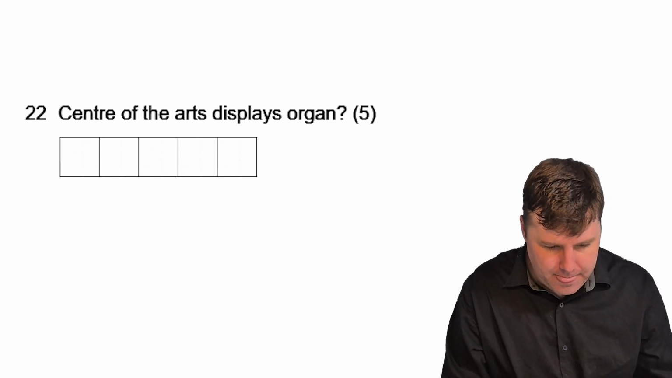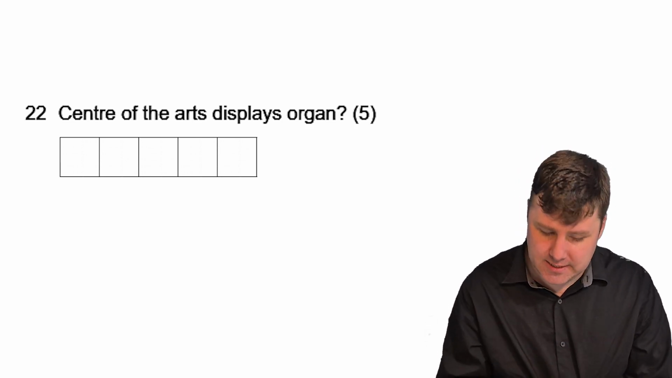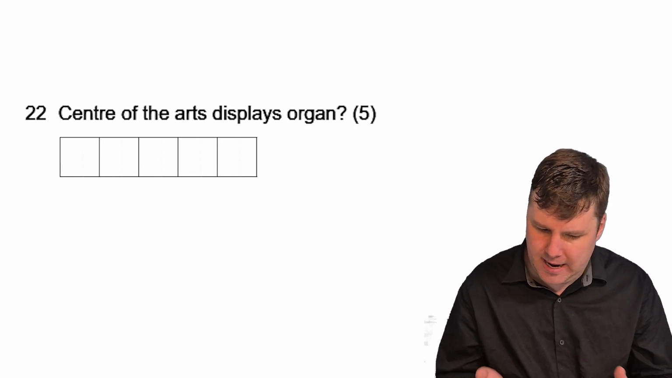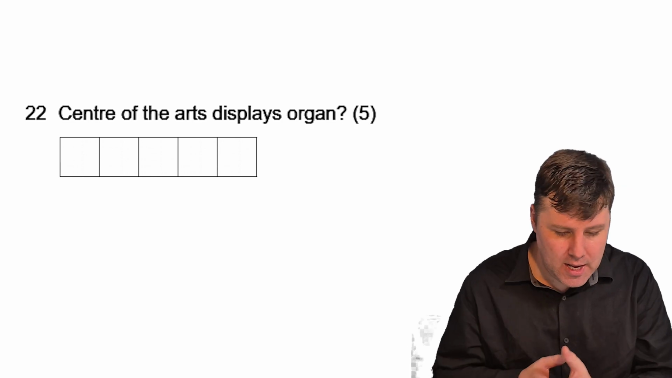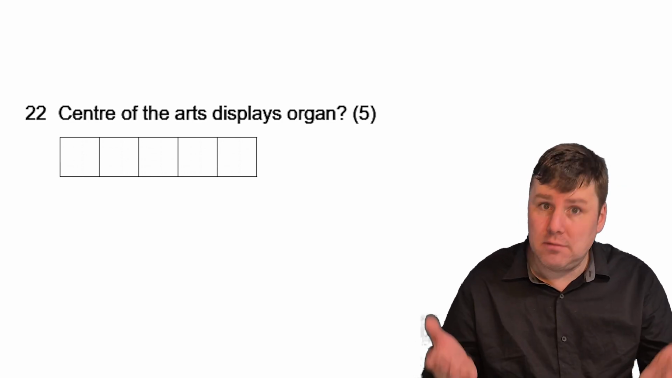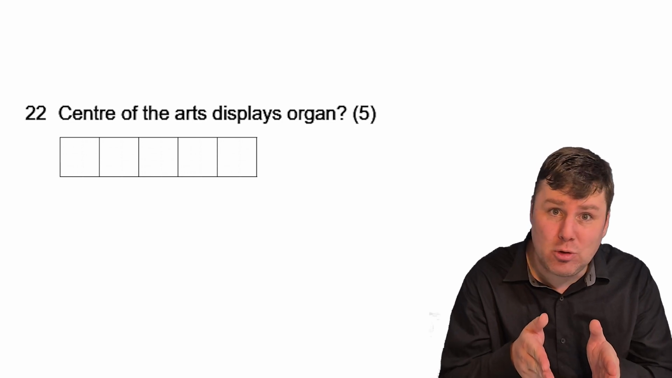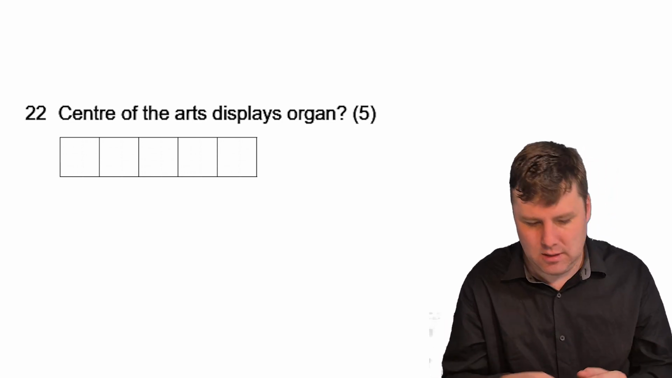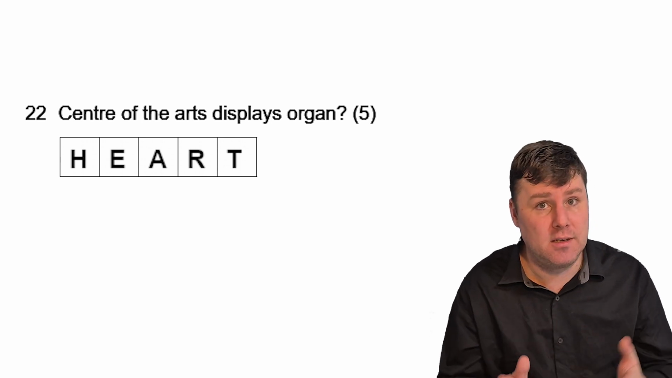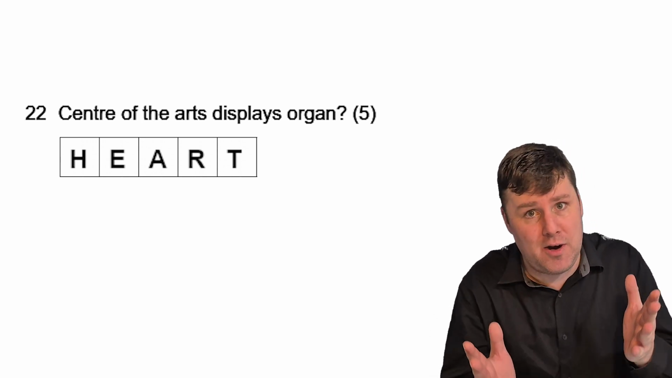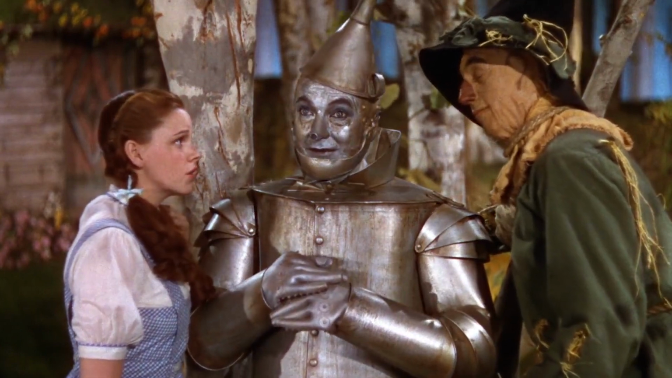22 down. Centre of the Arts displays organ. 5 letters. All right, is this a piano perhaps? It's a centre of the arts. It's displaying an organ. If we think of organ again, we've got organs inside our body. Well, again, let's look at the central letters of the arts and see what that displays. 5 letters. Heart. If I only had a heart.